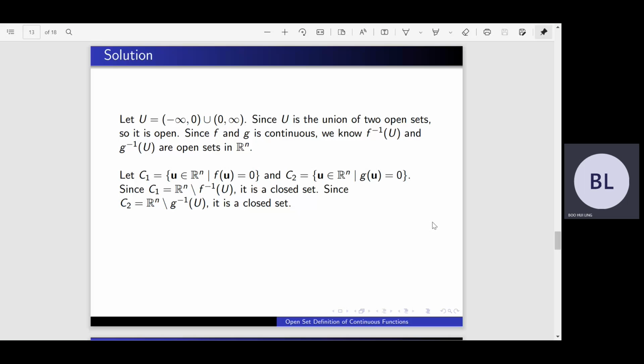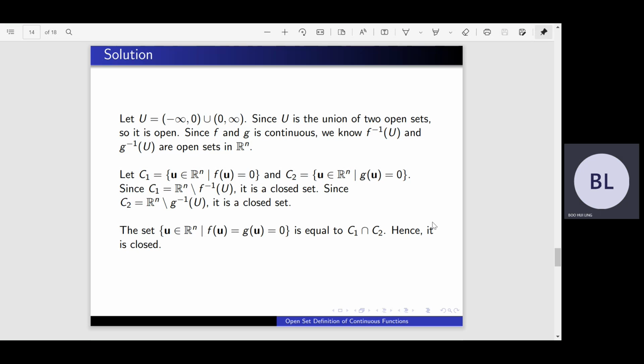Let C1 be the set of the points u contained in Rn so that f of u is equal to 0, and C2 be the set of points u contained in Rn so that g of u is equal to 0. And since C1 is the complement of the f inverse of U in Rn, it must be a closed set. And similarly, C2, which is the complement of g inverse of U in Rn, is also a closed set.